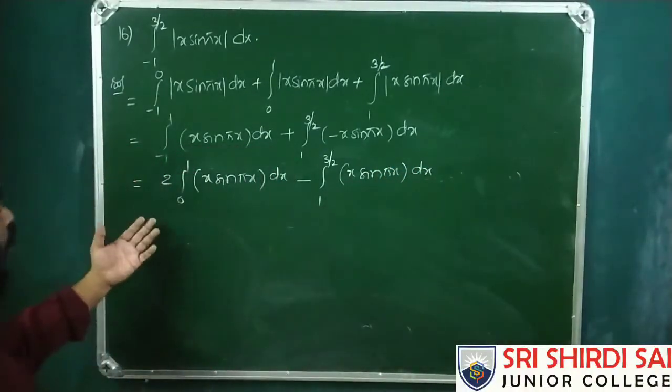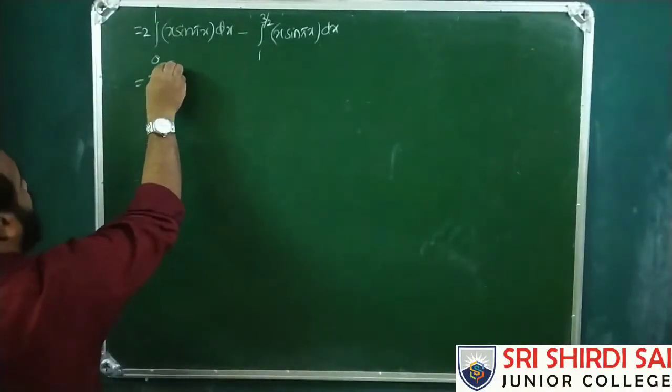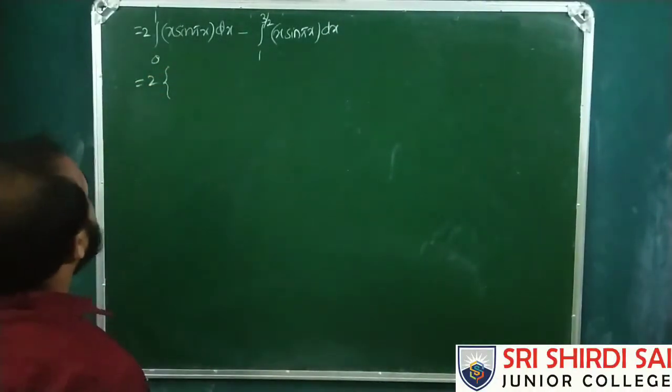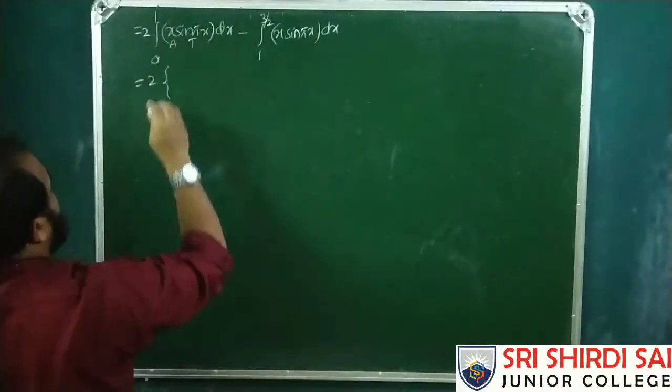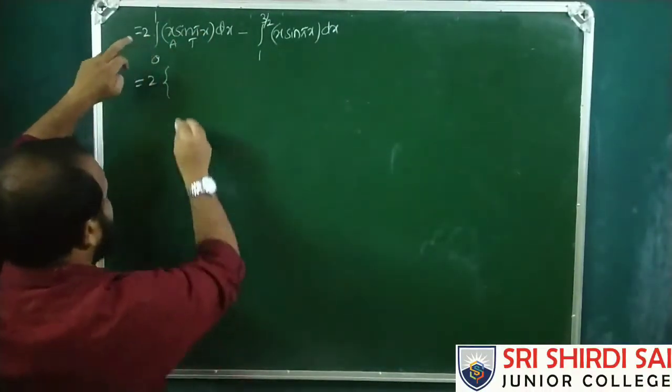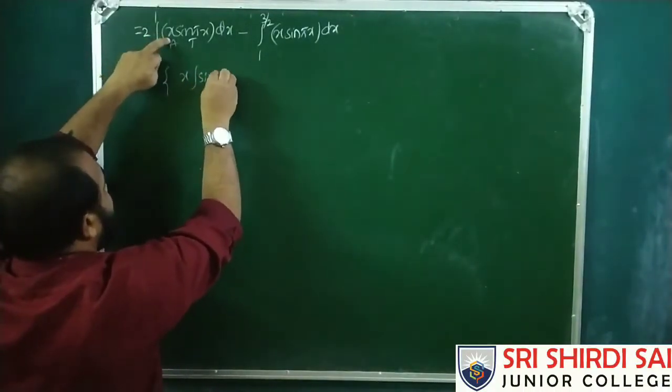Now we know how to do this problem. So 2 into, isolate. This is algebraic, this is trigonometry. So first function into integral of second function dx.